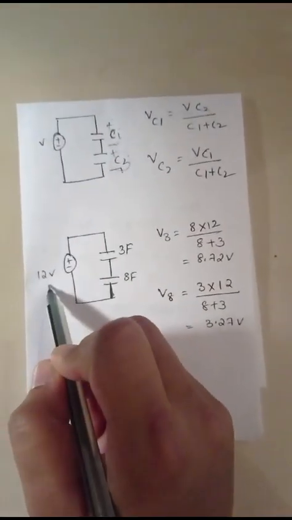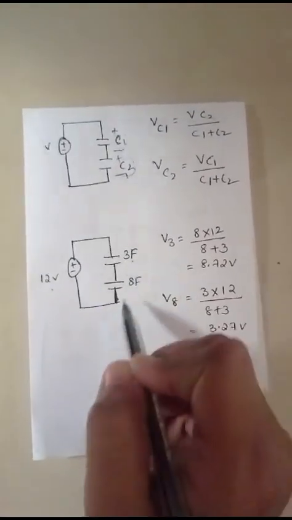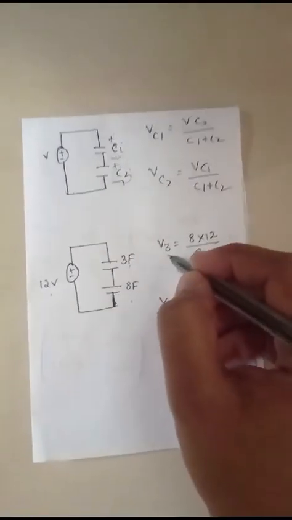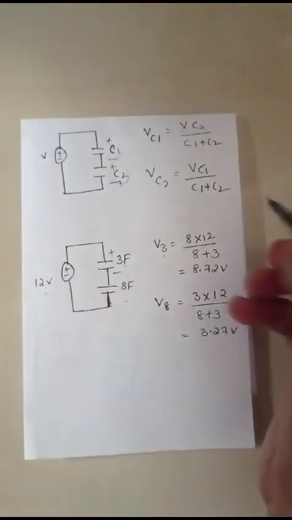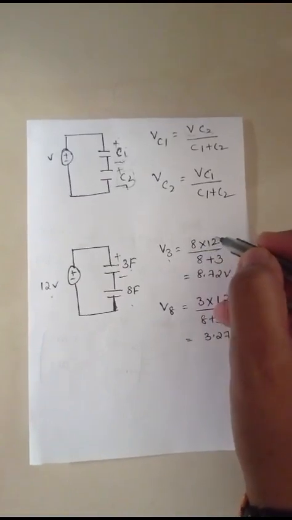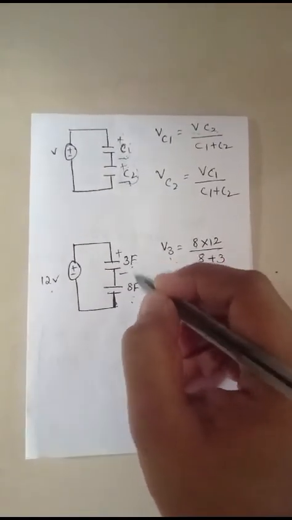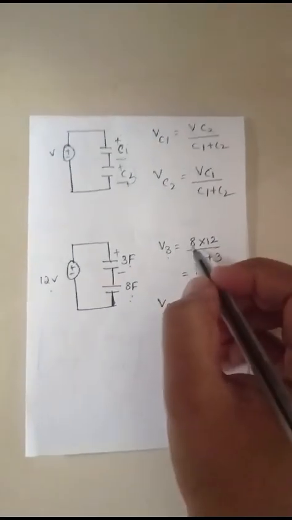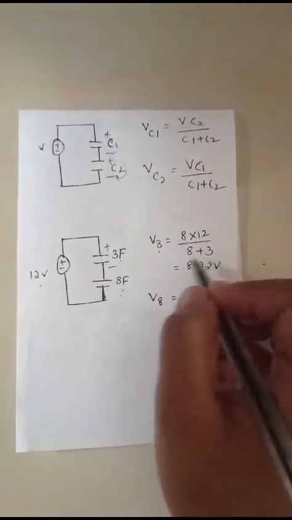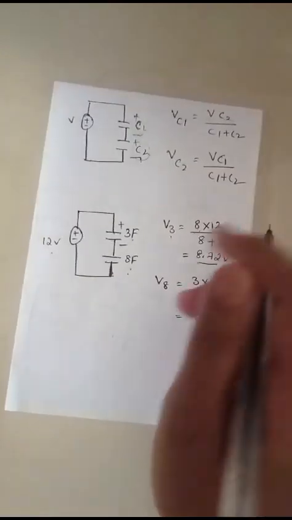If 12 volts is connected across 3 farad and 8 farad capacitors, and you want the voltage across 3 farad, then the total voltage is 12 volts, into the second capacitor, which is 8, divided by 8 plus 3. You will get 8.72 volts.